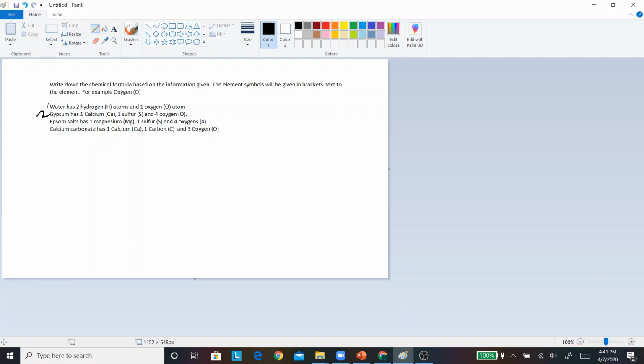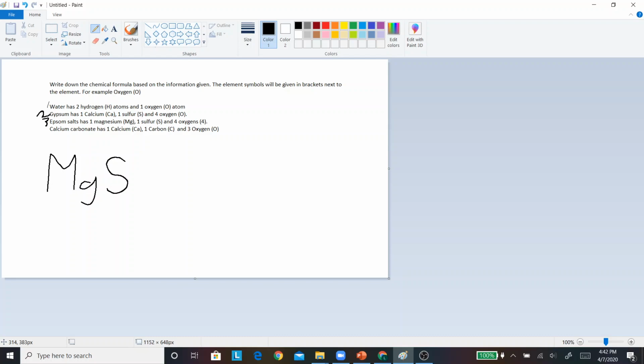And so for number 3, we're talking about Epsom salts. Let me just put the 3 next to it. And it says there's 1 magnesium. And so we're going to put the symbol for magnesium, which is capital M, lowercase g. Then we're going to put the symbol for sulfur, which is capital S. And since there's just 1 magnesium and 1 sulfur, we don't put any numbers next to them.